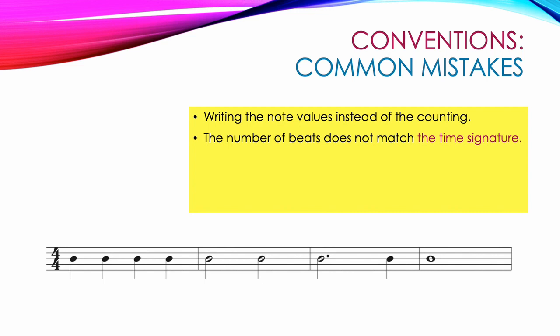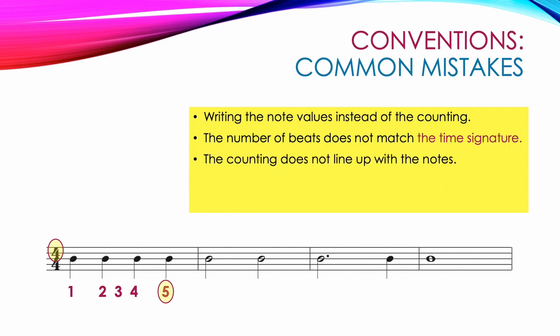Another mistake we see is that the number of beats does not match the time signature. For instance, if we saw in the first measure 1, 2, 3, 4, 5, that would be a mistake because the top number of our time signature says that every measure can only have 4 counts and we're showing 5.